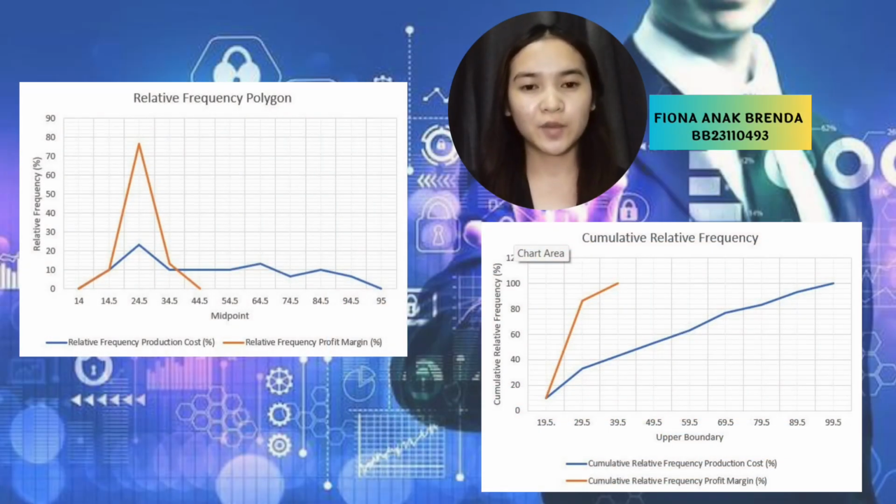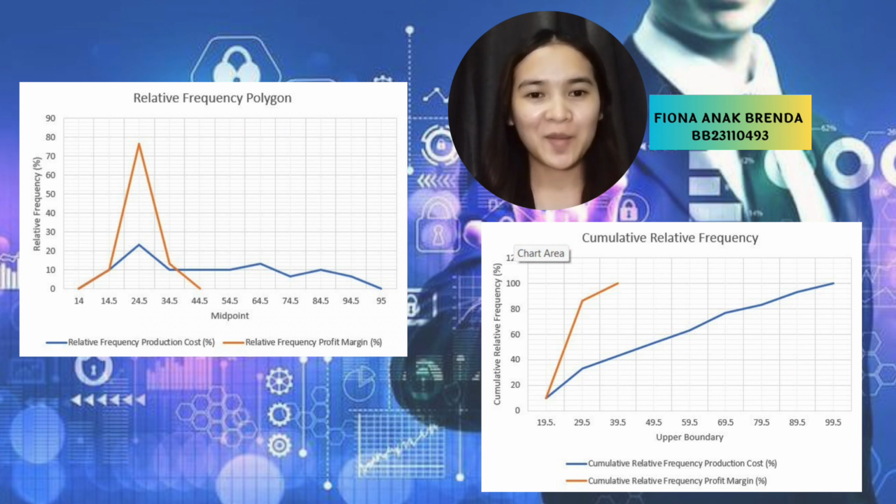Based on the relative frequency polygon graph at the point 24.5, which falls on the class interval of 20 to 29 million for production cost and 20 to 29% for profit margin, we can observe a higher relative frequency for profit margin, which is 76.67% compared to the production cost 23.33%. So this may suggest that the manufacturer companies within this range are managing their cost effectively enough to maintain or improve their profitability.